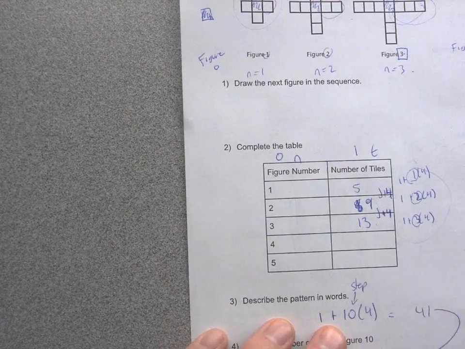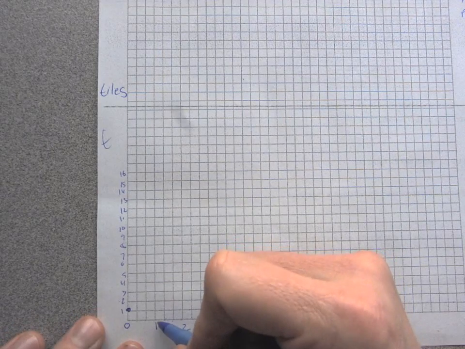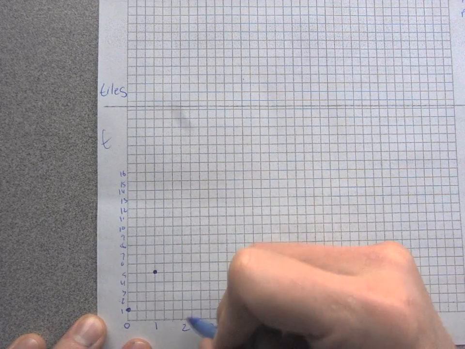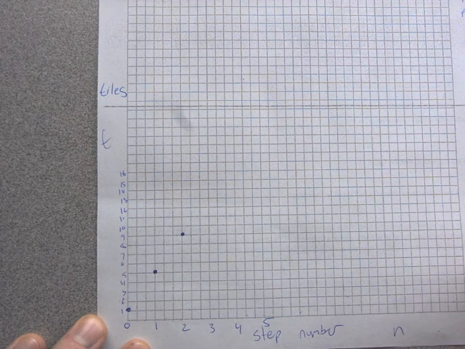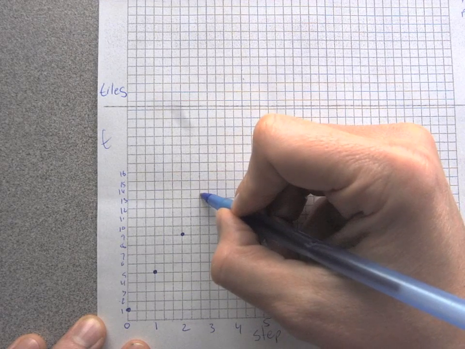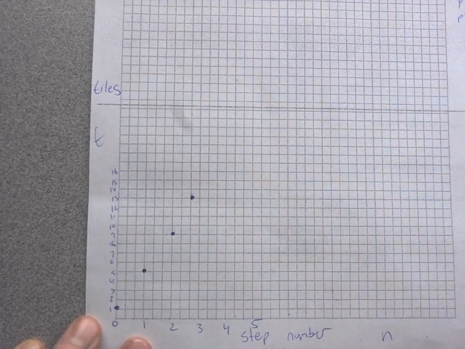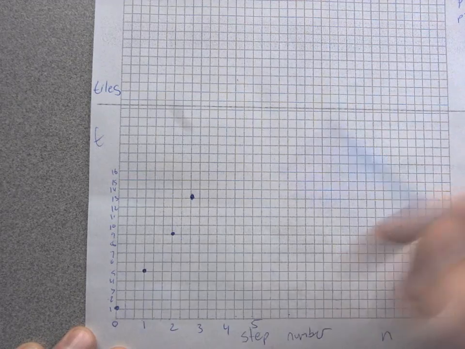Okay, at step 1, figure 1, we had 5. Okay, so 1, 5 is our coordinate. And at step 2, we had 9. Okay, and at step 3, we had 13. All right, so you can see that we have a constant rate of change here, right? You can see that we could connect these with a line.